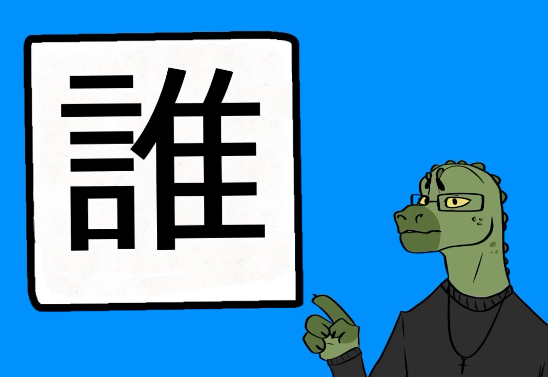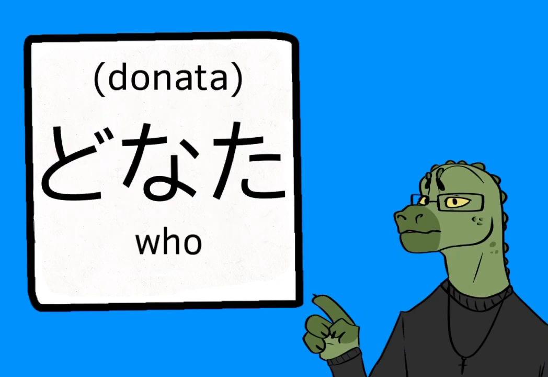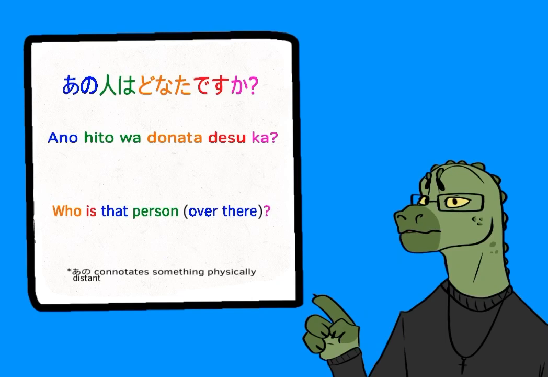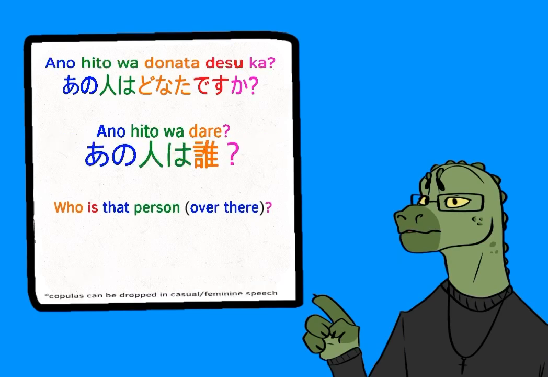Now, there is another way to ask who as well that I kind of forgot to cover, which is donata. It also means who, but it's more of a polite saying instead of dare. Dare is very informal compared to donata. So if you want to say, who is that person, you could say, ano hito wa donata desu ka, if you're trying to be polite, or if you're just casual, ano hito wa dare? Ano hito wa dare desu ka? Right? So that's that.